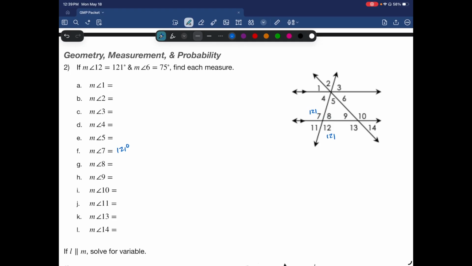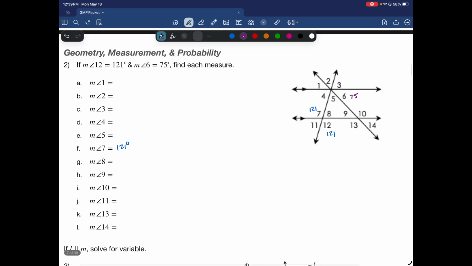Okay, we also know from the jump that 6 is 75. That also, because 1 and 6 are vertical, we know 1 is 75. And because 6 and 14 are corresponding, we know this is 75. And because 14 and 9 are vertical, we know this inside part right here is 75.